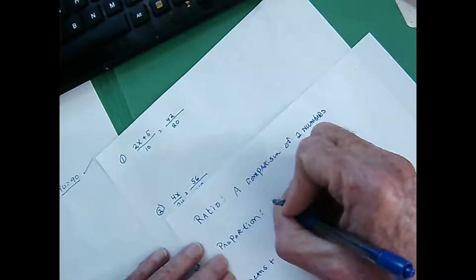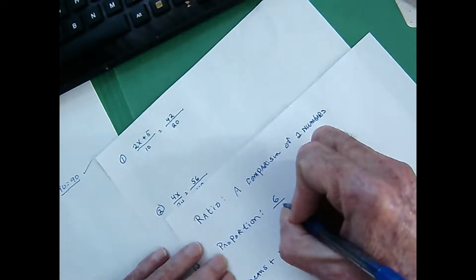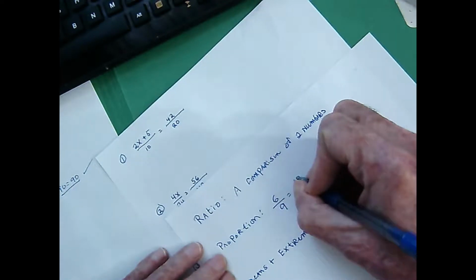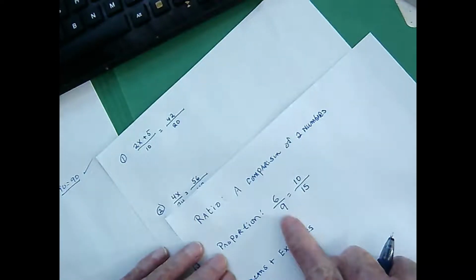If I told you that 6 is to 9 as 10 is to 15, here's a ratio and here's a ratio, and I ask you, are those ratios equal? And you'd have to say, yes, they are. This is equal to 2/3, and that's also equal to 2/3.